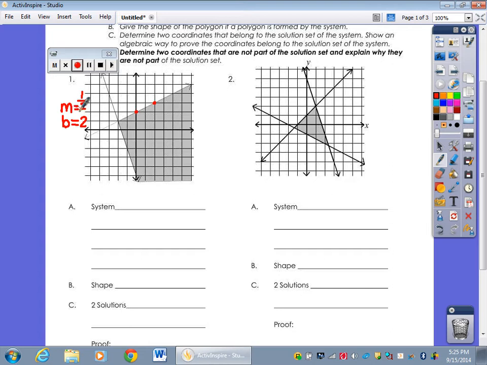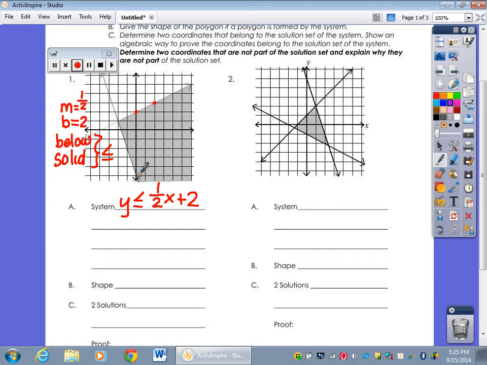1/2. So that means that one of the equations in my system is going to be y, and then I shaded below, so that meant it was going to be a less than sign, and then it's solid, so this tells us that it's going to be less than or equal to. So it's y is less than or equal to 1/2 x plus 2. That's the first equation. Then we go to the second equation.